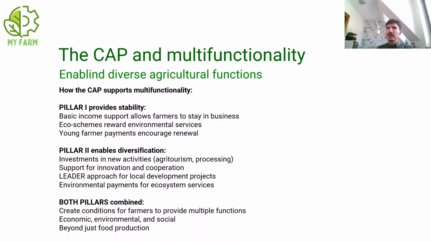I would like to link with multifunctionality to conclude the lesson. How the CAP supports multifunctionality. Pillar 1 provides mainly income stability and stabilization of incomes for farmers. Basic income support allows farmers to stay in business. Eco schemes reward environmental services, and young farmers are encouraged by specific payments.